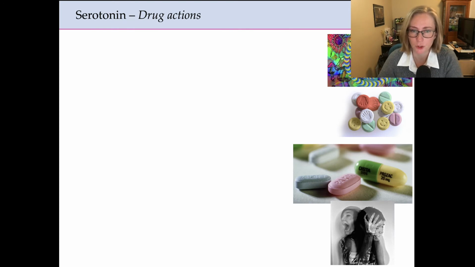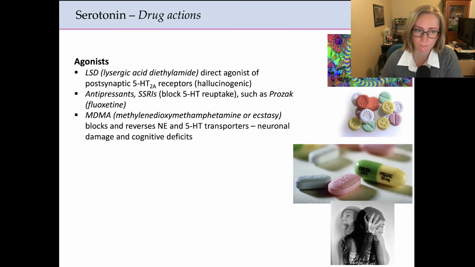Okay, serotonin. We have a few serotonin agonists, so something that enhances serotonin. These are the ones that I want you to know. LSD. LSD is a direct agonist of postsynaptic 5-HT serotonin receptors, producing hallucinogenic effects. Antidepressants, SSRIs, we talked about this, how they work, so definitely know that, as well as ecstasy, MDMA.